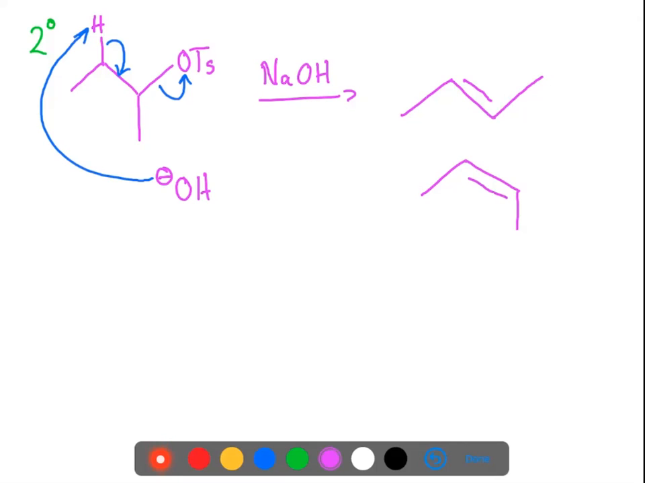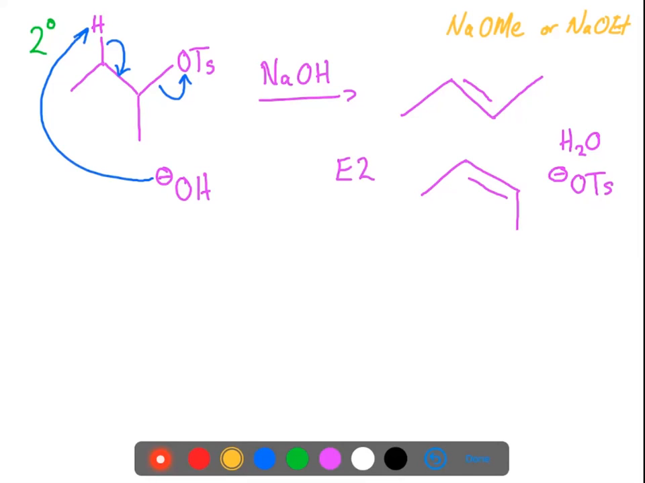And of course, we should also include that we will generate a molecule of water, and the leaving group will be the tosylate. So the major mechanism will be the E2 mechanism. And we have a stereochemical outcome in which the trans 2-butene will be favored over the cis 2-butene. Now, if in this example we had used sodium methoxide or sodium ethoxide, we would obtain the same product outcomes.